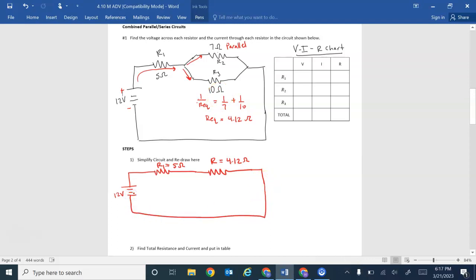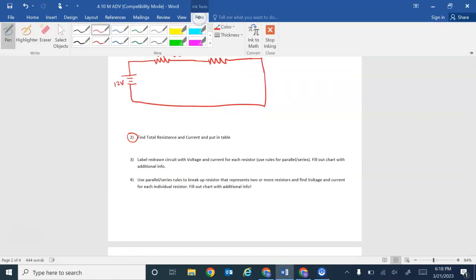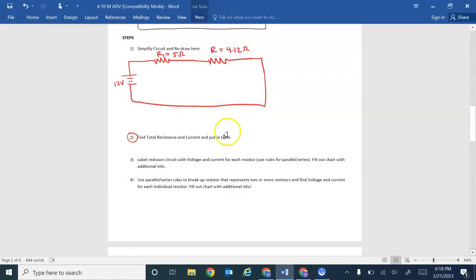Now we're going to do step number 2. We'll find the total resistance and total current. We just redrew a series circuit, so for total resistance in series, we just add it all up. Our equivalent is 5 plus 4.12, so the total resistance is 9.12 ohms.